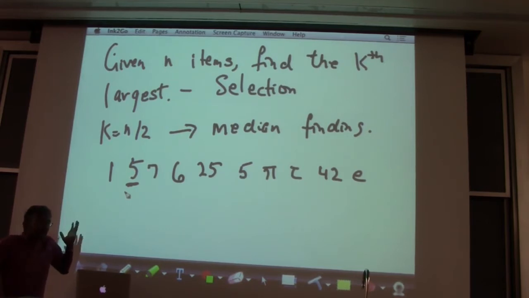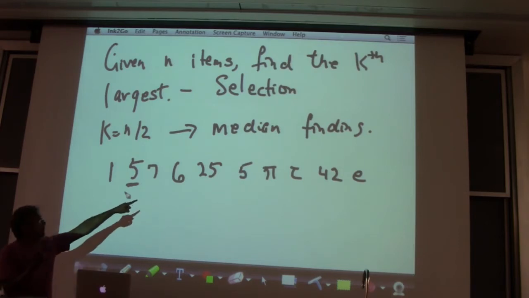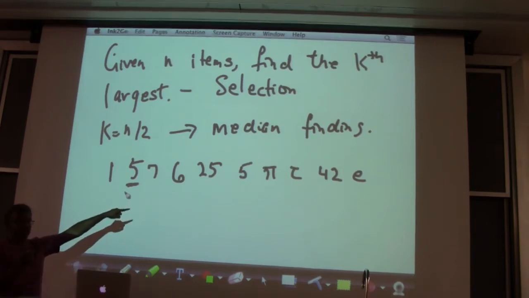So good. So we start the array. 1 goes in the array. 5 goes in the array because it's bigger than 1. 7 goes in because it's bigger than 5. 6 goes in because there's a slot available. We have to keep track of the smallest number. Sure, 25 goes in because that's available. And now next 5 comes in. No, 5 is too small. We'll throw it out.